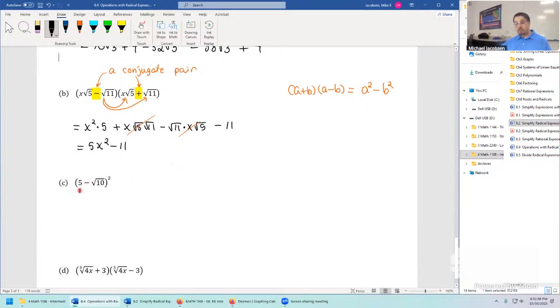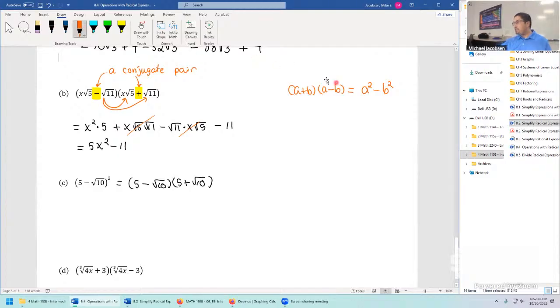This one is also tricky because remember, there's no exponent laws that says if you were to multiply this out, you get 5 squared minus the root of 10 squared. This one we have to actually write out in this form. 5 minus root 10 times 5 plus root 10.